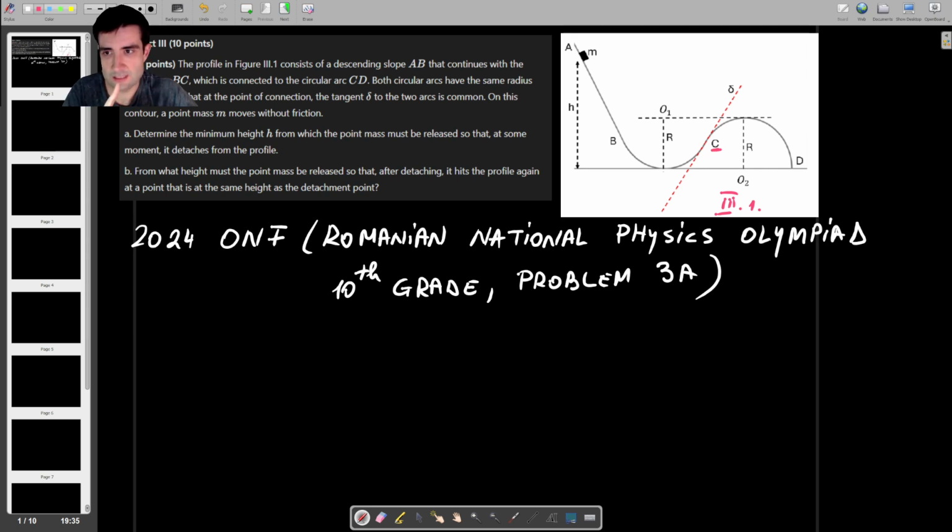The first one is to determine the minimum height h from which the point mass must be released so that at some moment it detaches from the profile. I'm not going to read part small b yet. You can do this yourself if you want, and we'll do it afterwards.